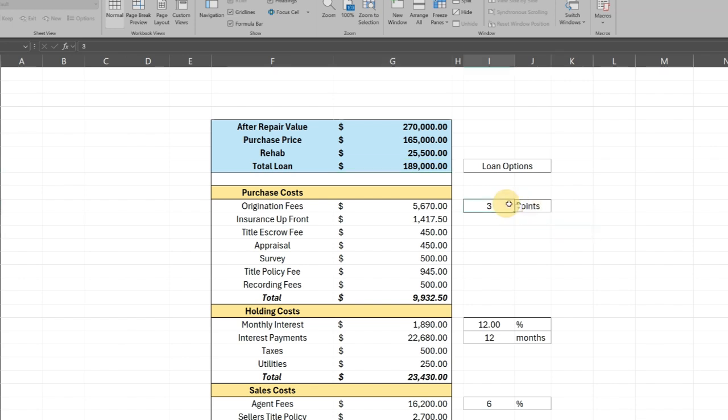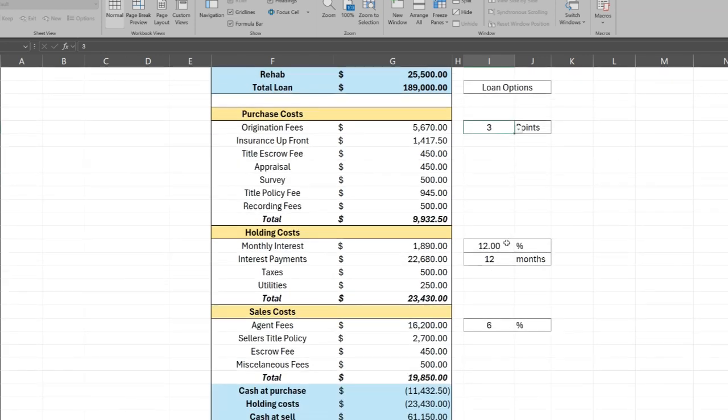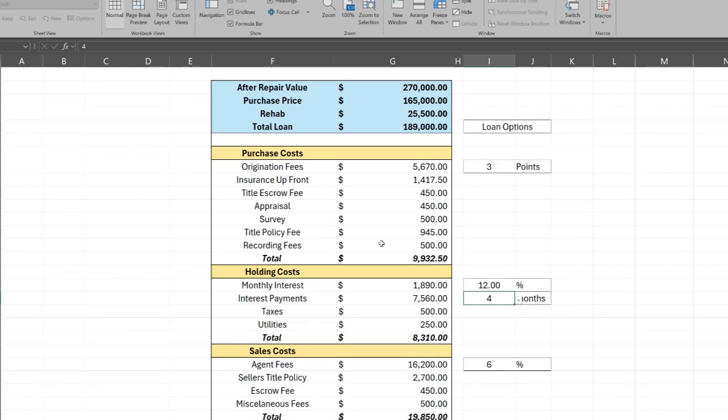Okay, here you can change your points, right? 2 points, 3 points, whatever you're doing, and here you can change your interest rate and also how long it took you to sell the property. Okay, so this one took us roughly 4 months. I'm going to come down here and put 4 months. And let me just break down these costs for you in the calculator.